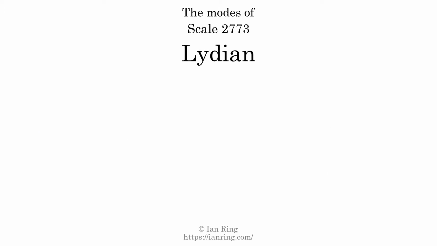This scale has 7 modes. The first mode is itself. The second mode is scale 1717, also known as Lydian. It sounds like this.